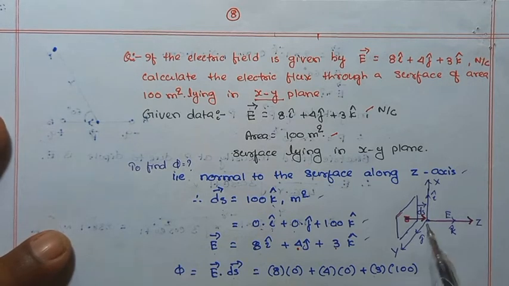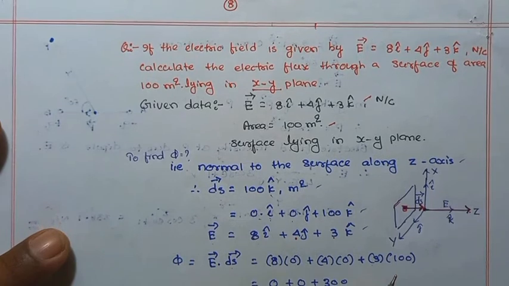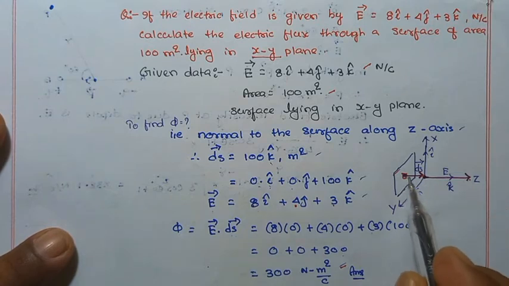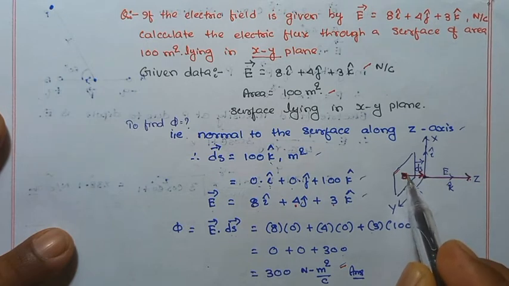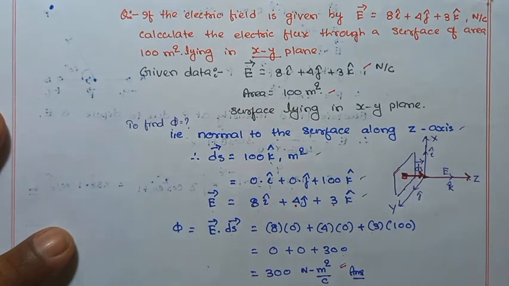See here, we have taken this as the x-axis, this is the y-axis, this is the z-axis. The plane is lying in the xy plane. So this is the xy plane, and the area of the plane is given as 100 square meter. Since the plane is lying in the xy plane, the normal to this plane is along the z-axis.